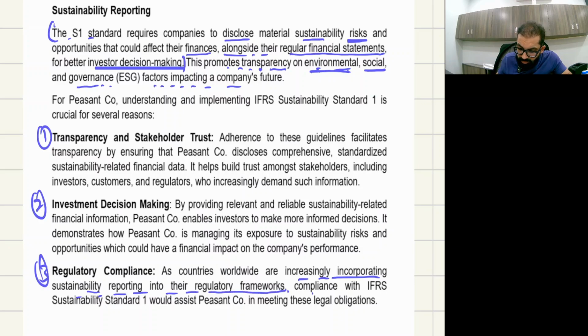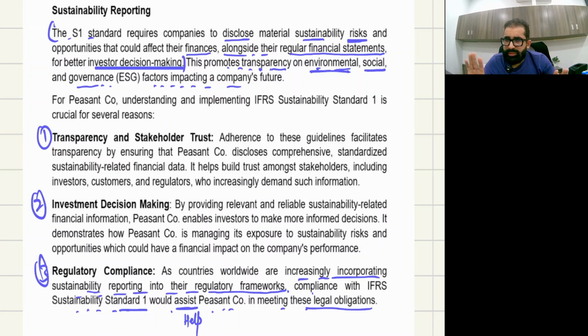See, compliance with IFRS Sustainability Standard 1 would assist, would assist means would help Peasant Company in meeting these legal obligations. It will be easy to work in other countries as well. Okay, right? So you don't need to write in such detail, you just need to write these pointers and the introduction. Okay, because it was just 3 marks.